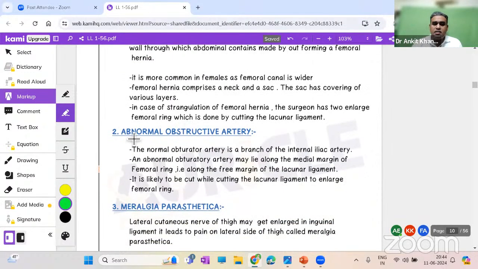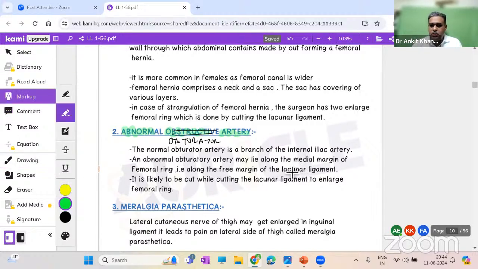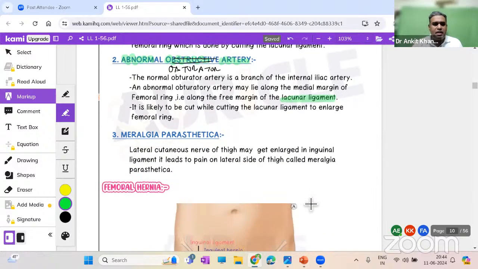Then while operating, sometimes you can get an abnormal obturator artery. Some spelling mistakes, don't worry, I will correct it. It is an abnormal obturator artery that you might encounter sometimes. It is present on the medial margin of the lacunar ligament, and that might be injured while doing surgeries. That is one thing you can add. And finally, as I told in the beginning, meralgia paresthetica. See, it is coming over here. Meralgia paresthetica. Remember, the lateral cutaneous nerve of the thigh.